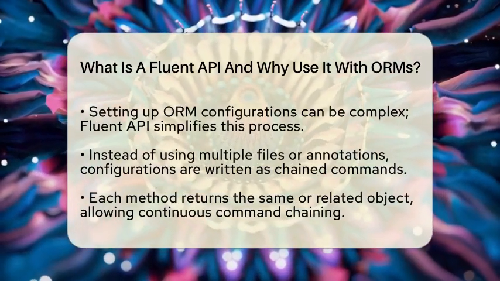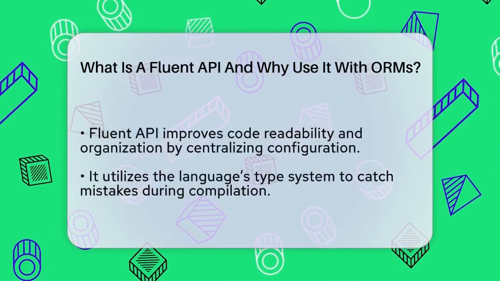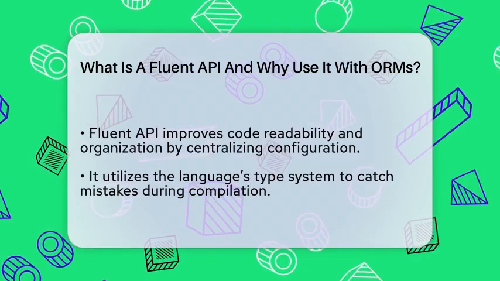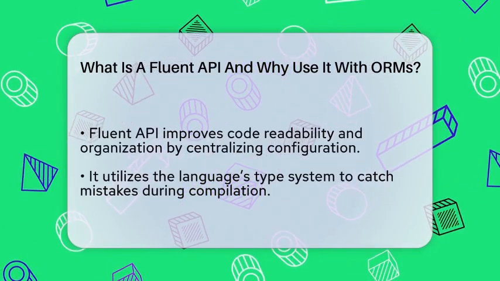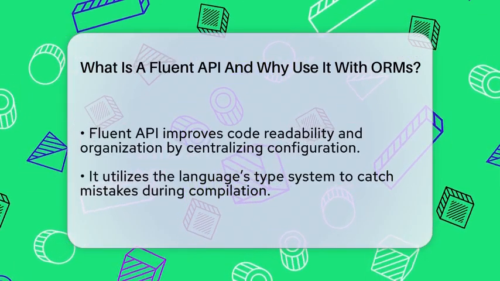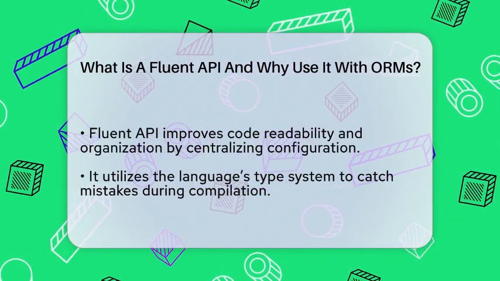It also helps keep your code organized because all the configuration lives in one place. Plus, because Fluent APIs use the language's type system, they catch mistakes early. If you try to set up a relationship incorrectly, the compiler will warn you before you run your program. This gives you more control over how your data models behave.